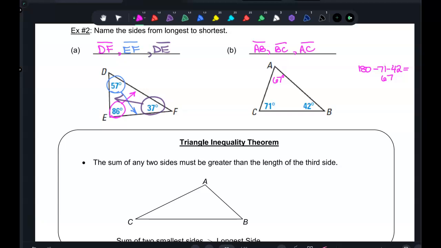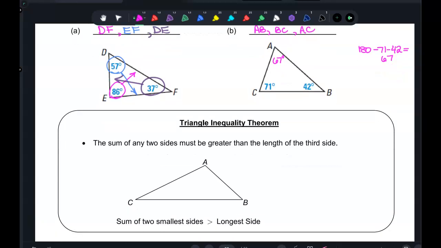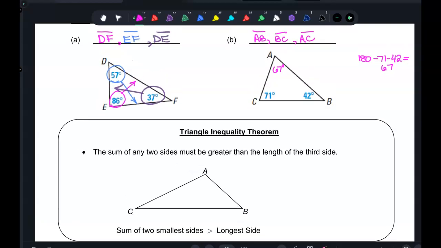What's the biggest side? So C is the biggest angle, so opposite would be AB. Good. And then BC. And finally AC. CB, BC. So remember we said it doesn't matter what order we put those in? Okay, any questions on those?